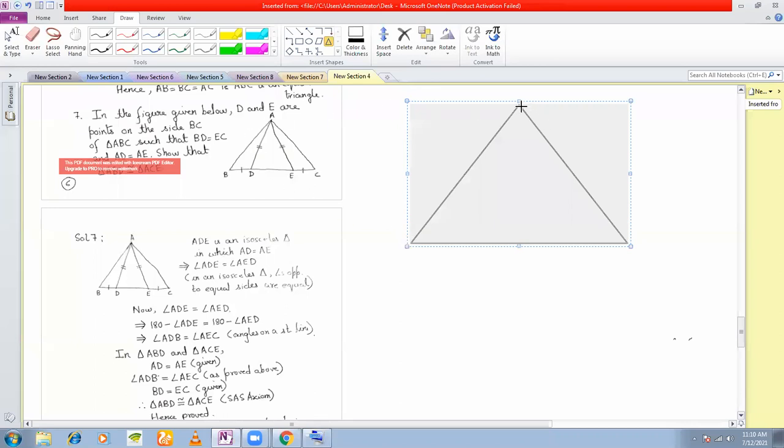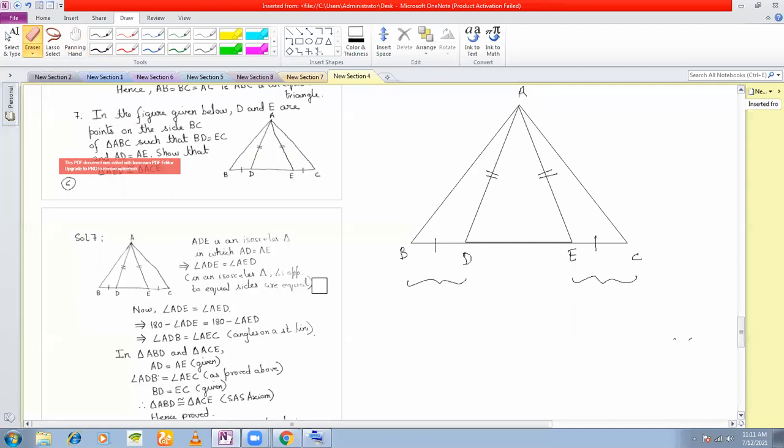Let us now see the next problem here. Let's draw the diagram as it is given here. Okay, so once we have drawn the diagram, now we'll read the question. In the figure given below, D and E are points on the side BC of triangle ABC such that BD is equal to DC. So it's already given in the figure that these two are equal. Next part is, AD is equal to AE. Also, you can see that they are marked in the figure.